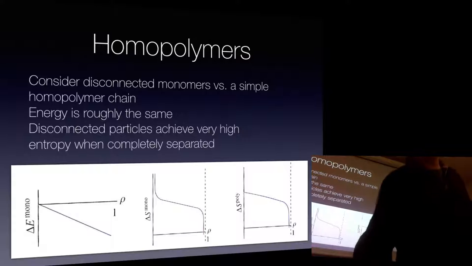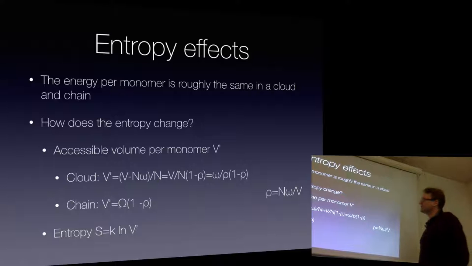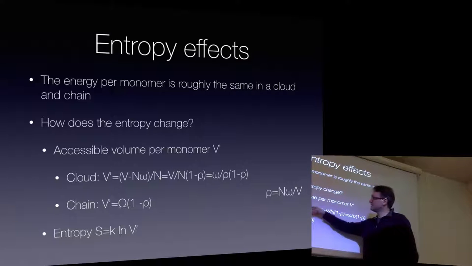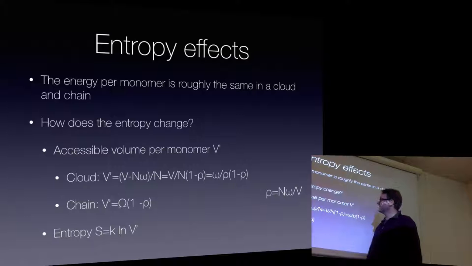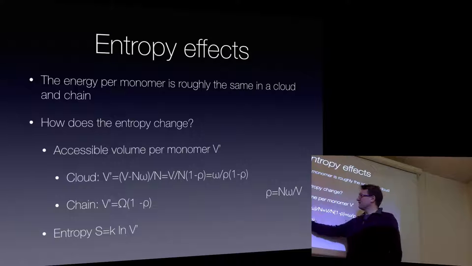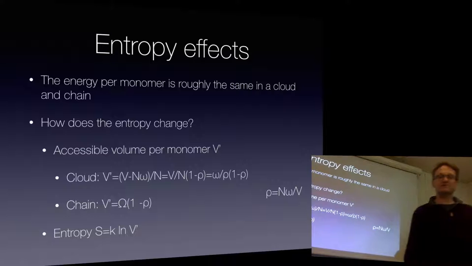You can actually go through this, and the book goes to some effort to show this, that in a cloud, you calculate what is the available volume per monomer, and that's very simple. Take the total volume, and then you remove the volume that each monomer occupies, a small omega, and then, with a very, very small amount of simple mathematics, you can show that that's an expression that's related to the density. And for a chain, well, then you'd end up with a constant, roughly a constant, and then times a constant, which is the volume available to each monomer, and then multiplied with something that corresponds to the part of space we have not yet assumed.